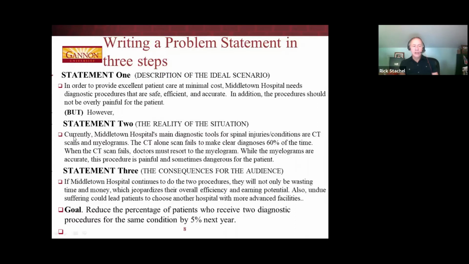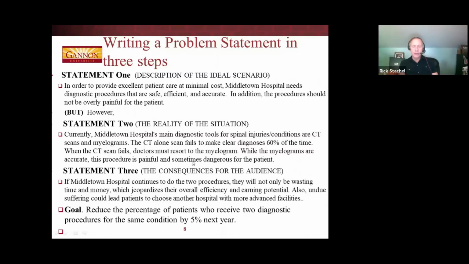However, currently, Middletown Hospital's main diagnostic tools for spinal injury or conditions are CT scans and myelograms. The CT scan alone fails to make clear diagnoses 60% of the time. While the CT scan fails, doctors must then resort to a myelogram. And while myelograms are accurate, this procedure is painful and sometimes dangerous for the patient.